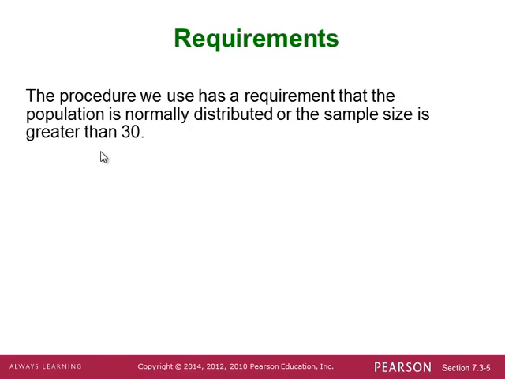be greater than 30. So either we sample from a normally distributed population, or our sample size is greater than 30.